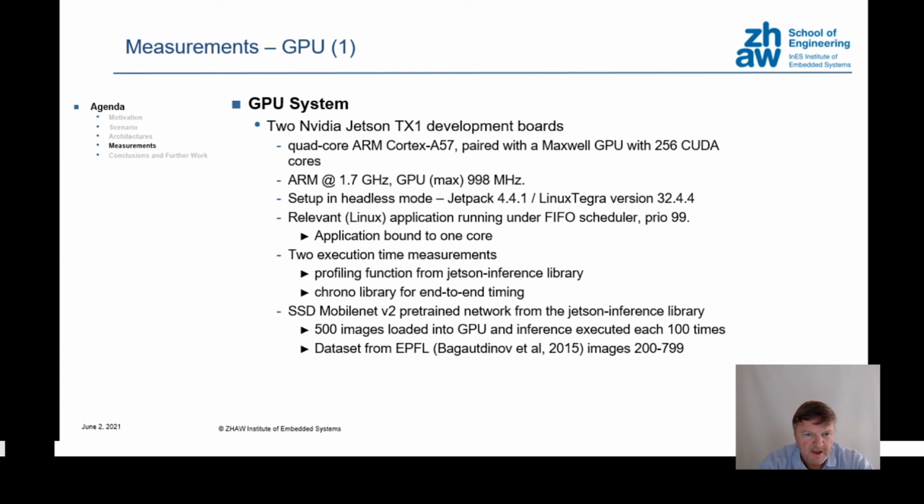system. We can use two execution time measurements. We have a profiling function from the Jetson Inference library, and we can use the Chrono library for end-to-end timing, that is job submission and results reception. We use a pre-trained network from the Jetson Inference library, the SSD MobileNet version 2. We load 500 images into a GPU and we execute the inference 100 times for each image, and we measure the execution time. We take a standard data set from the EPFL and use images out of the range of 200 to 799.